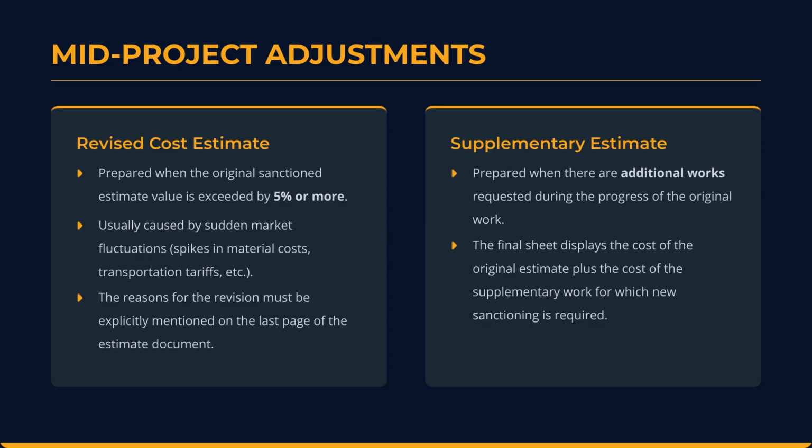During construction, things change. If market prices spike and the original sanctioned budget is exceeded by 5% or more, we must prepare a revised cost estimate. If the client decides to add something entirely new, like a rooftop garden, while construction is already underway, we create a supplementary estimate to get approval for that specific extra work.